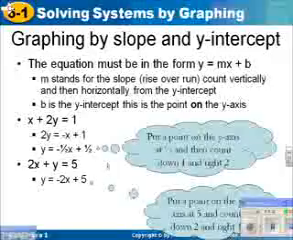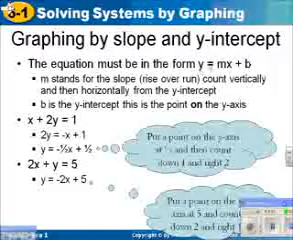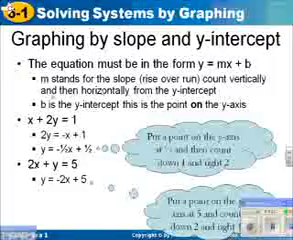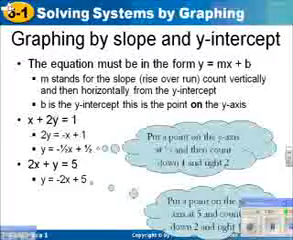So when you graph, you have to remember how to graph by the slope and the y-intercept. So this is a little bit of a review. The equation has to be in slope-intercept form, which is y = mx + b. And you have to remember that m stands for the slope, which is rise over run. So you count vertically, and then you count horizontally from the y-intercept. And b is the y-intercept, and this is the point that's on the y-axis.